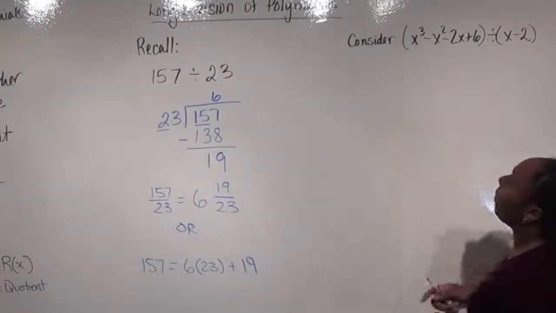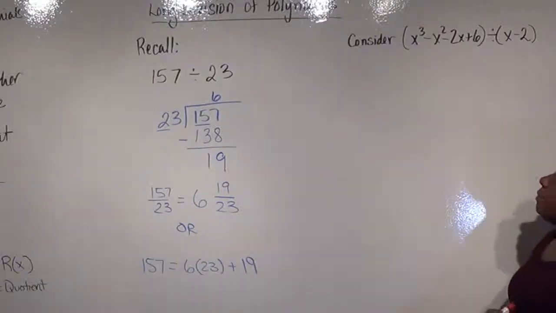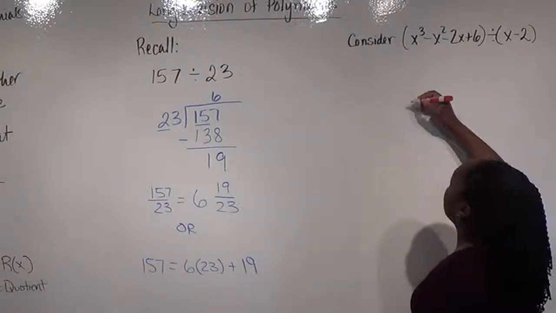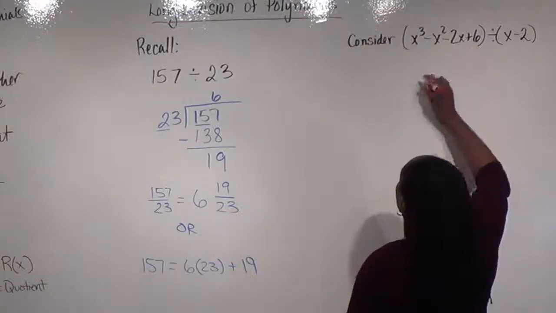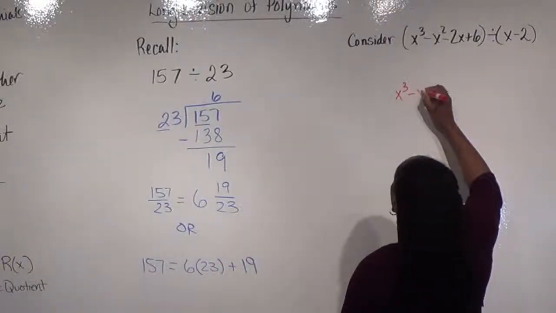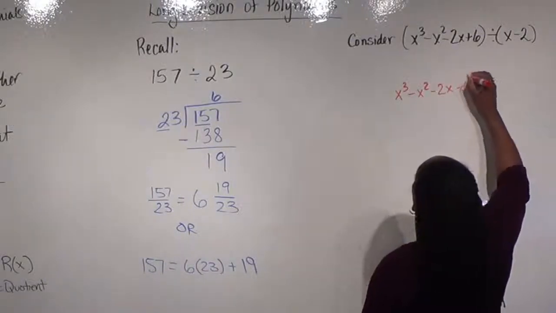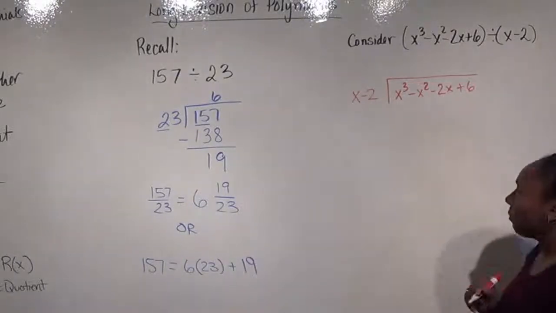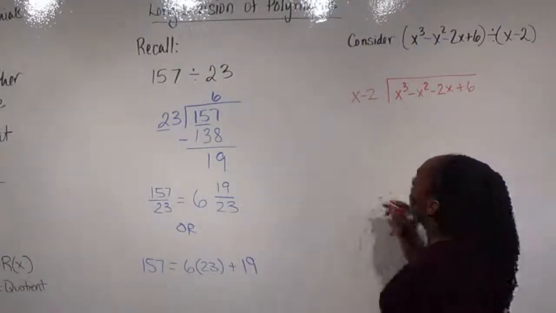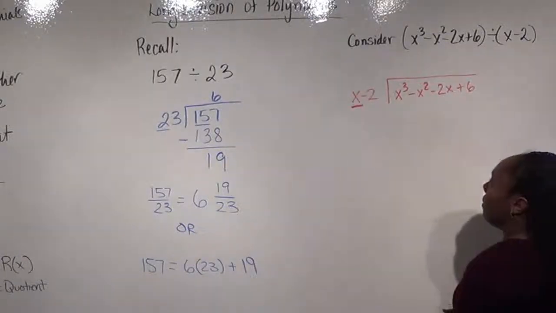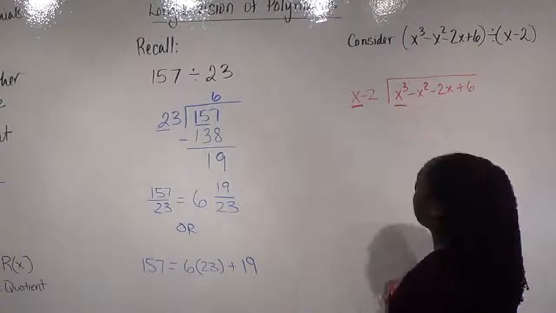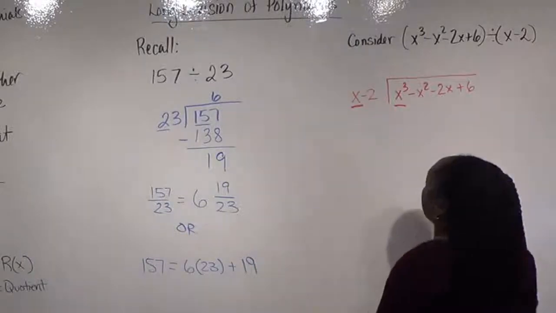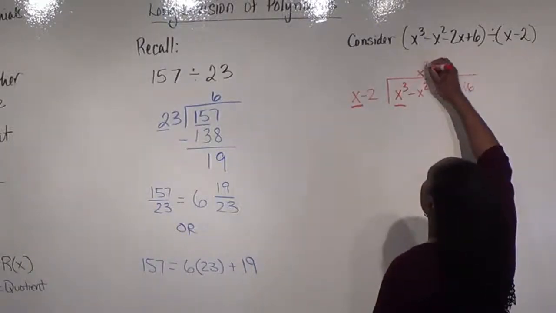Okay? So here let's consider the polynomial x cubed minus x squared minus 2x plus 6 divided by x minus 2. Okay? I'm going to start by setting this up the same way. My dividend is going to go inside my box, so x cubed minus x squared minus 2x plus 6. And outside of that is going to be my x minus 2. Okay? Just like over here, I'm going to look at the first part of my divisor and find out how many times it'll go into the first part of my dividend.